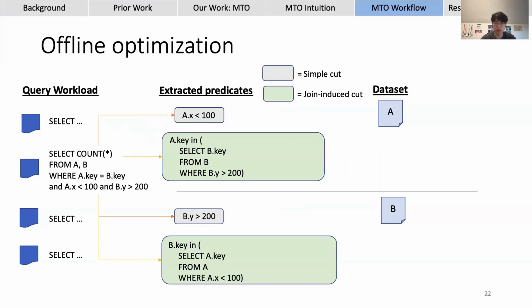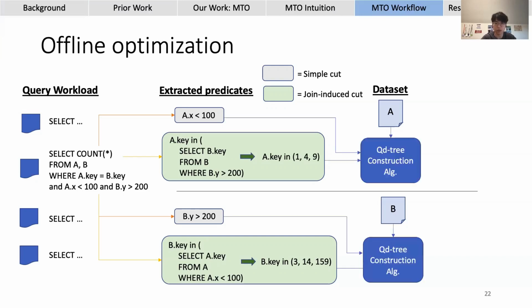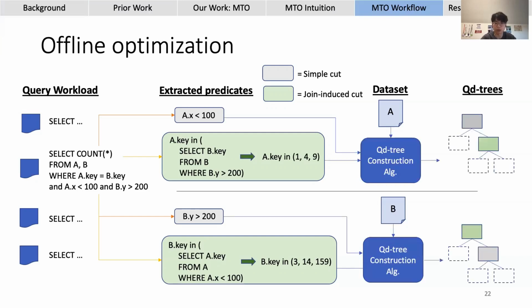So we call these join-induced predicates. And you'll notice that these join-induced predicates each include a subquery. So we can actually evaluate the subquery to produce a more literal form of the join-induced predicate, which makes it simpler to determine whether a row satisfies the predicate. Now, the next step is to feed all of these extracted predicates into the QD tree construction algorithm, which outputs one QD tree per table, and these QD trees collectively determine the multi-table data layout.